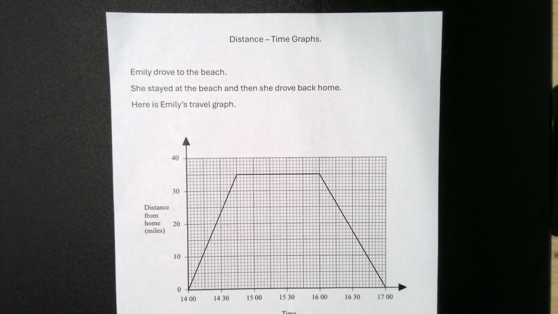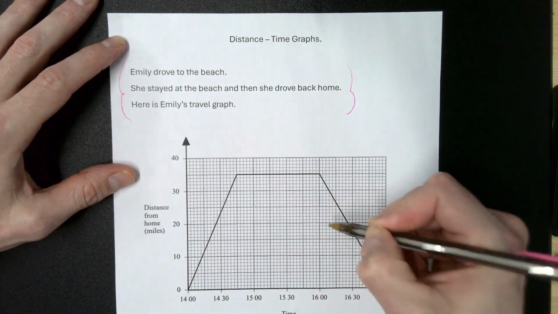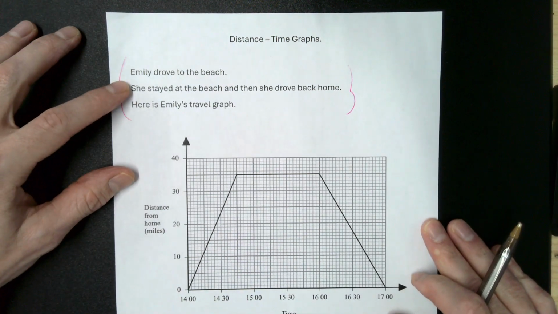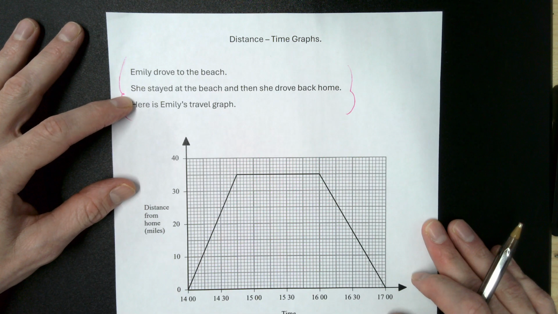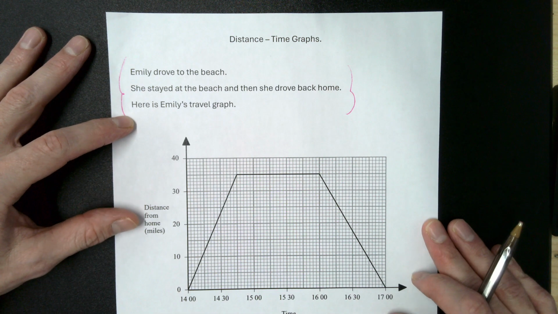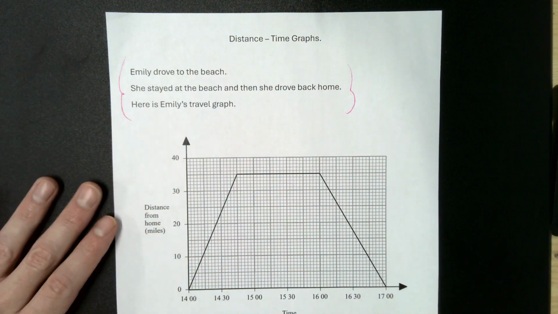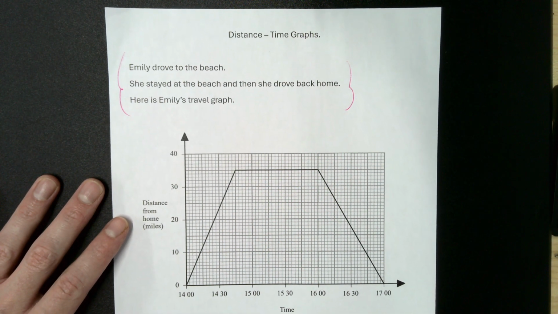Okay, so distance time graphs, and let's read the information above rather than get straight into looking at the graph. Emily drove to the beach, she stayed at the beach, and then she drove back home. Here is the graph of Emily's journey. When you read that, it sets the scene in your mind of what's happening.